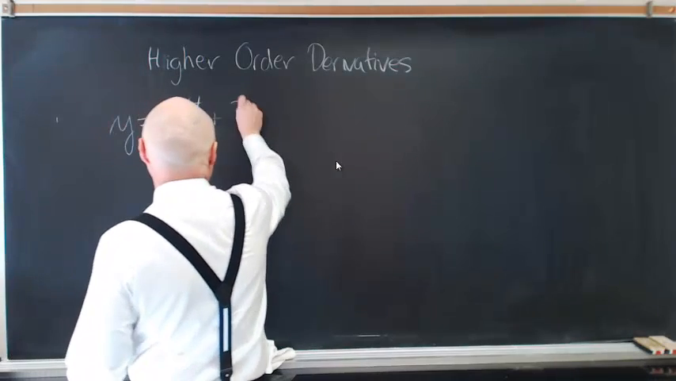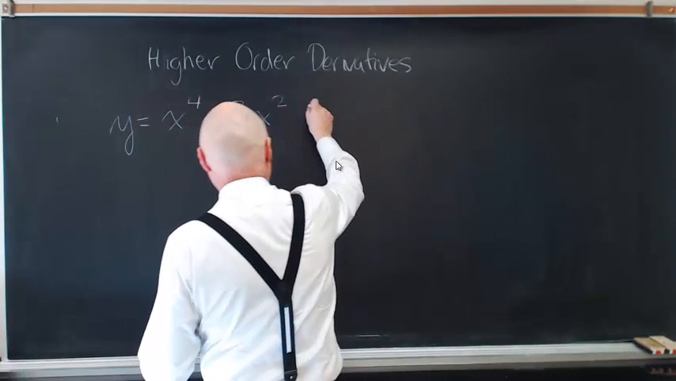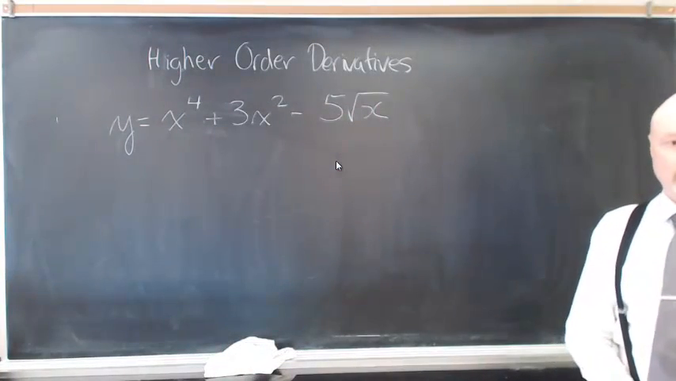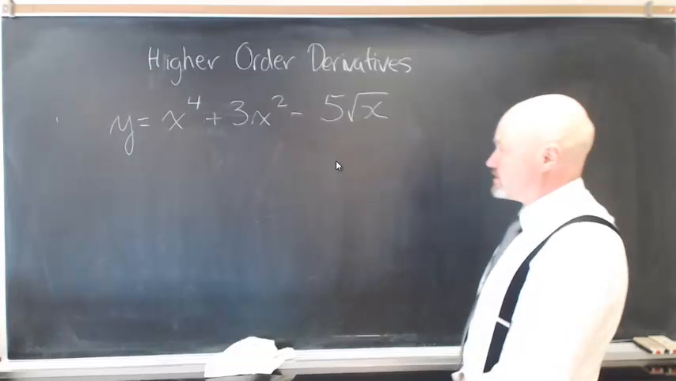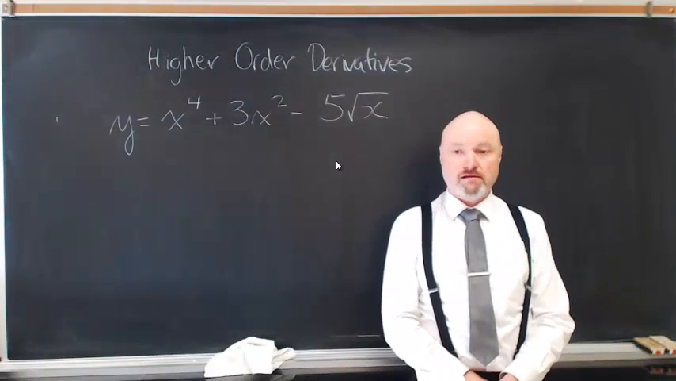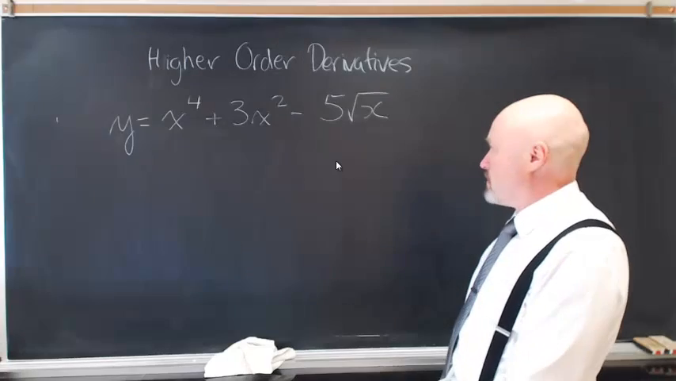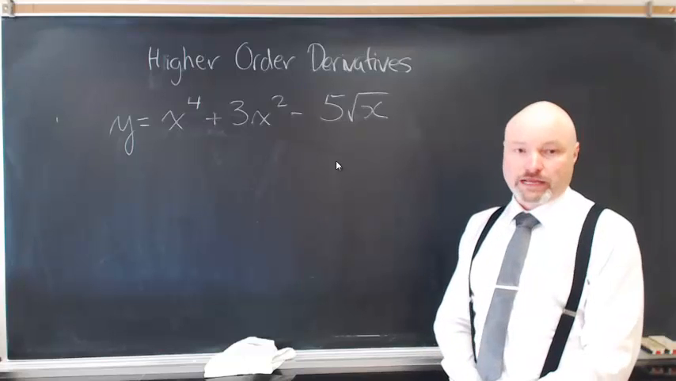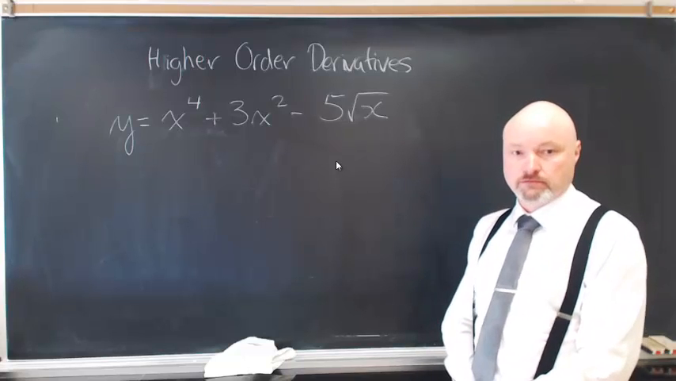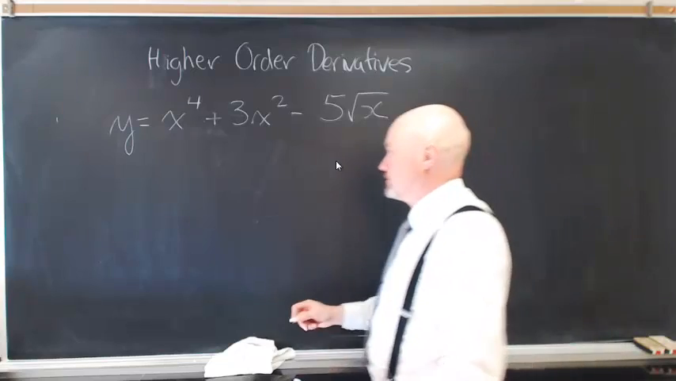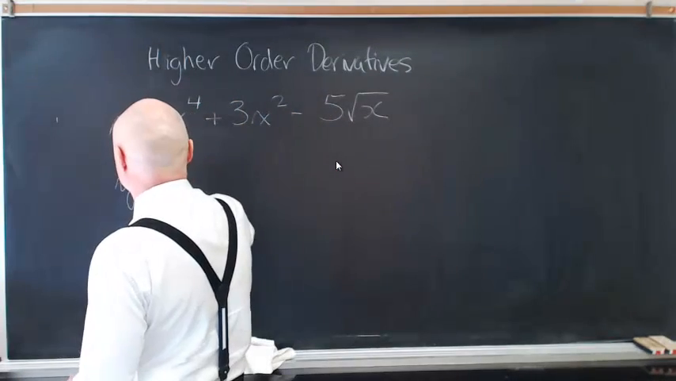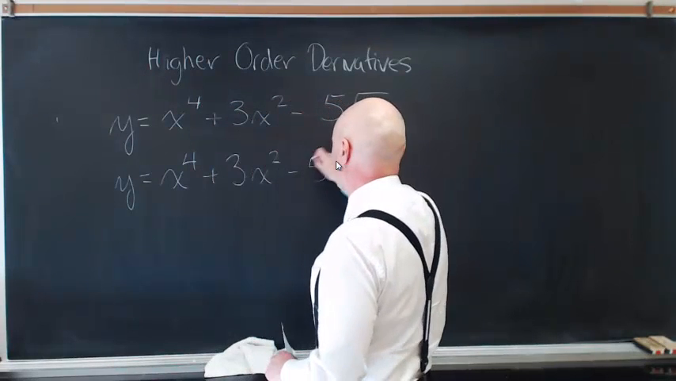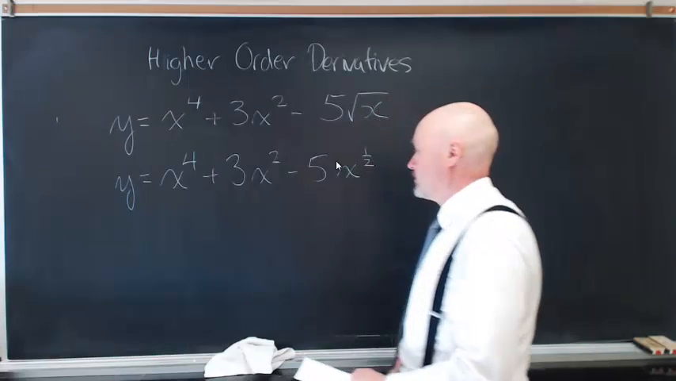So here we go. Let's do a really big example. There's our relationship: y equals x to the exponent 4 plus 3x squared minus 5 square root x. One thing I always dislike are radical signs, so let's change that to 5x to the exponent 1/2.